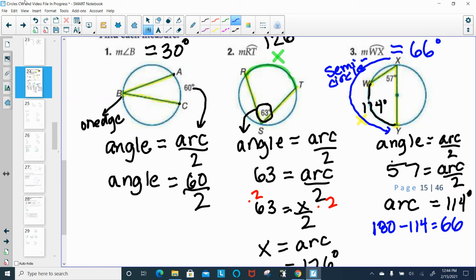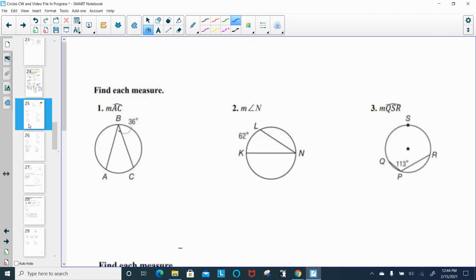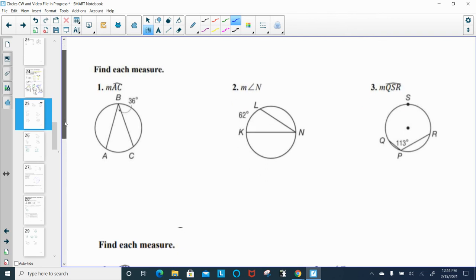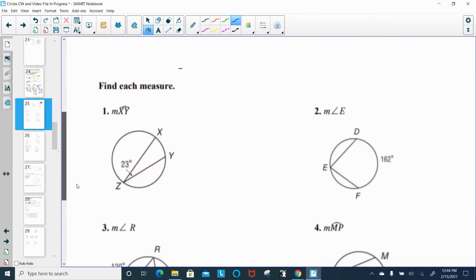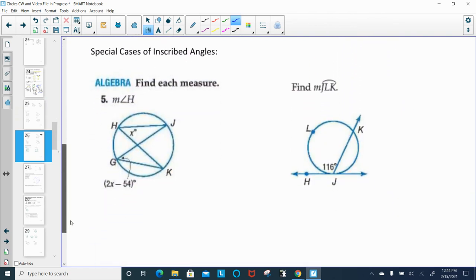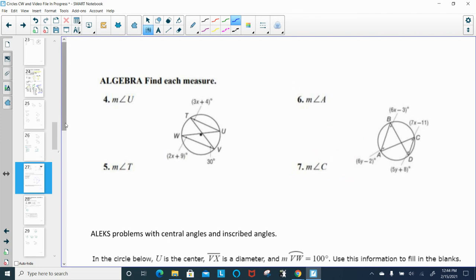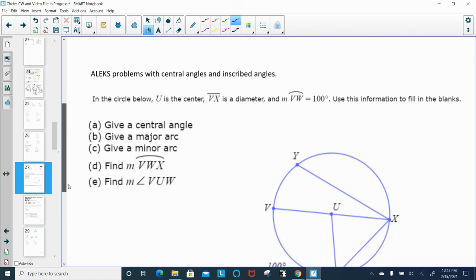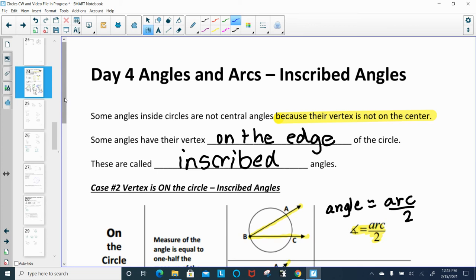When we come back, we will be on page 16 in the packet. We're going to practice going back and forth from angles to arcs or arcs to angles. And then we will continue on with that onto the next page. And I'll show you a couple of very special cases that happen with inscribed angles. These can be very interesting, but they always confuse students a lot. And then I will show you what the ALEKS problems can be, very complicated with central and inscribed angles. So I will see you in just a couple of moments.